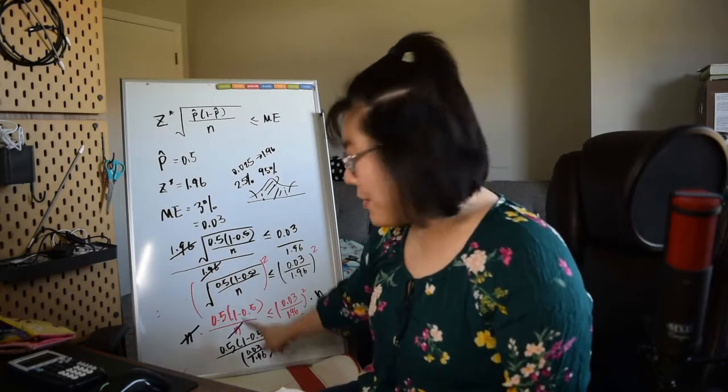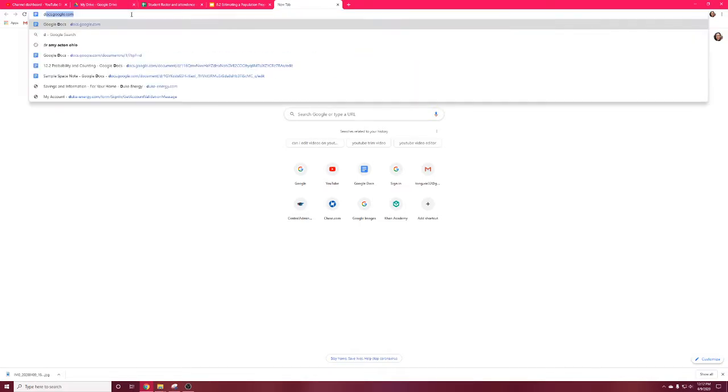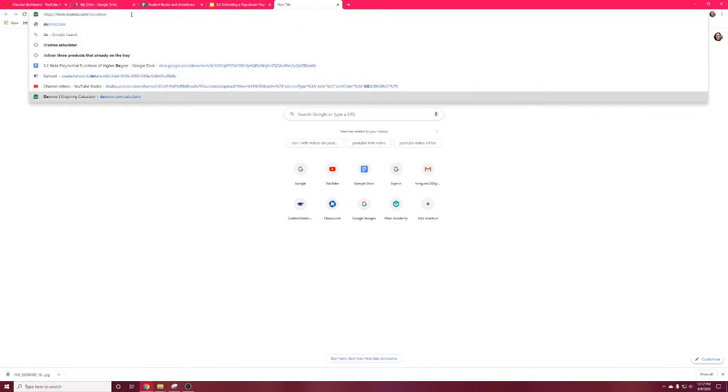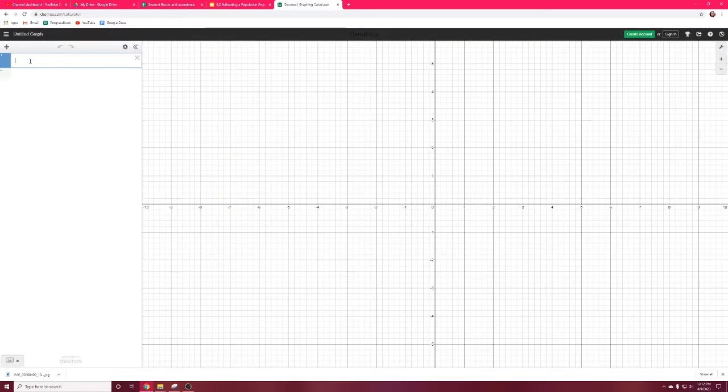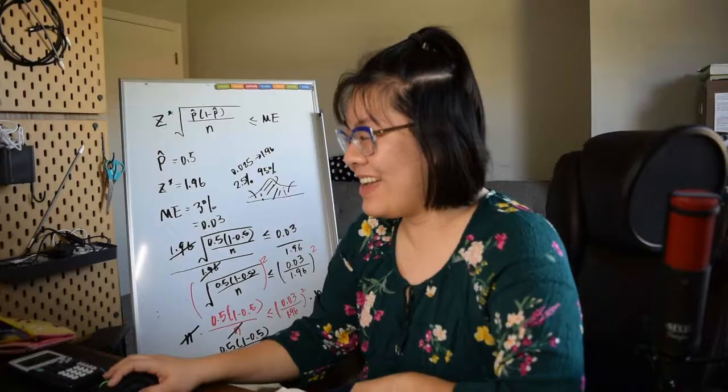On the calculator, it's the same thing. You have to put everything in there. Okay, let me pull up decimals calculator. And 0.5 times 1 minus 0.5 divided by 0.03 divided by 1.96. Okay, I have 1067.11.